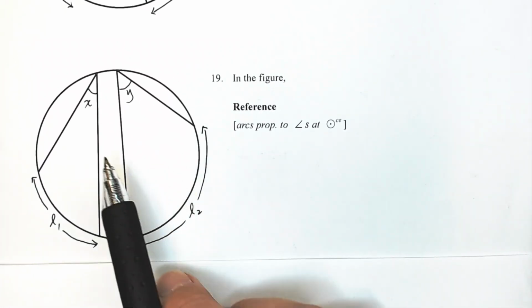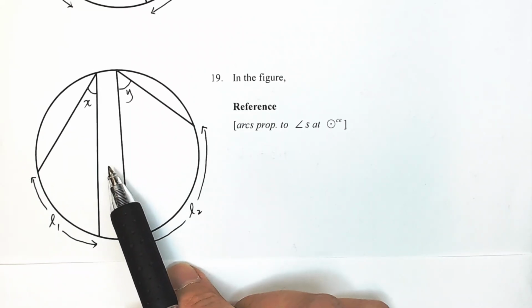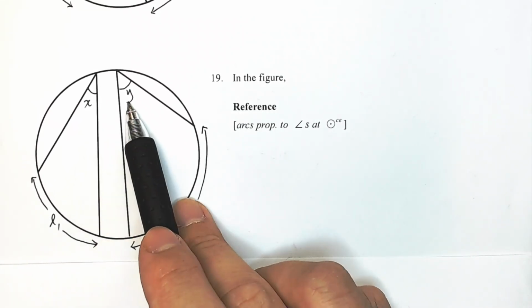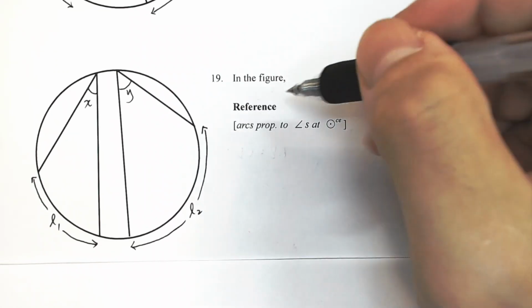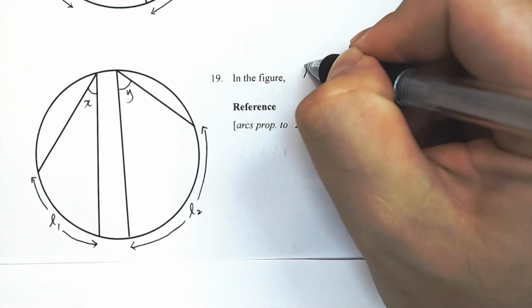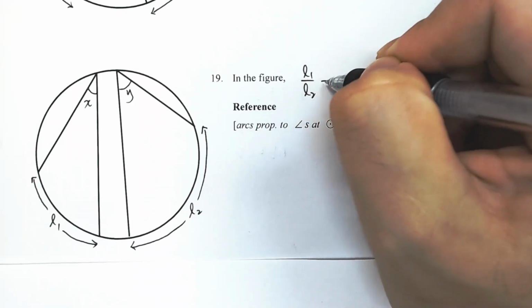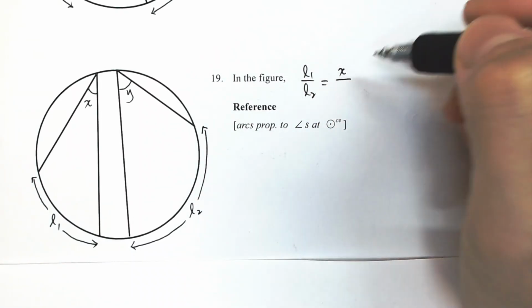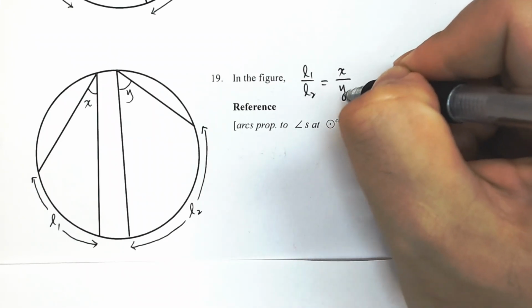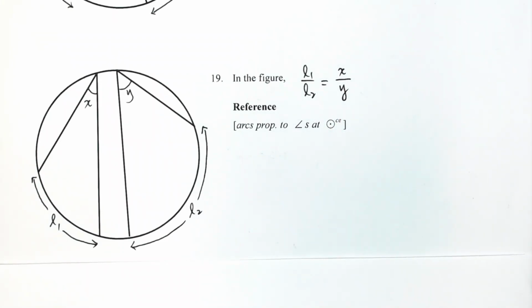So we just reduce the size of theta 1 and theta 2 by half to get the value of x and y, right? And we should have the similar result, that the arc length ratio L1 over L2 is 2x and 2y, and hence x to y, right?